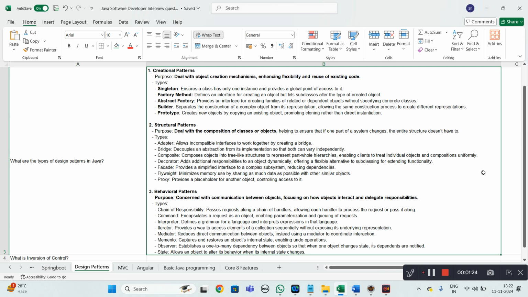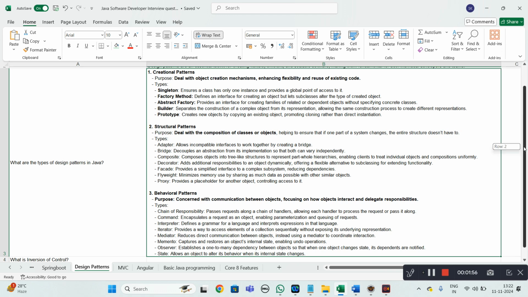Second major category is structural. Structural pattern deals with the composition of objects. That means how the objects are assembled together, how one object has access to the properties of another object. Composition means how the objects are composed. So we have adapter, bridge, composite, decorator, facade, proxy. These are major structural design patterns.